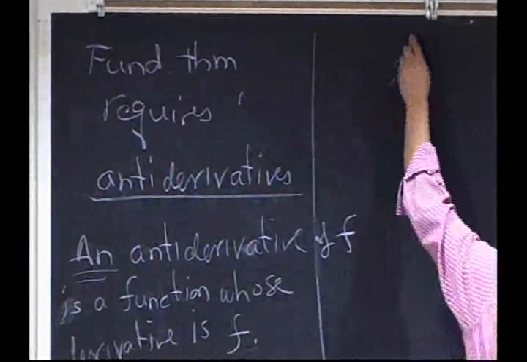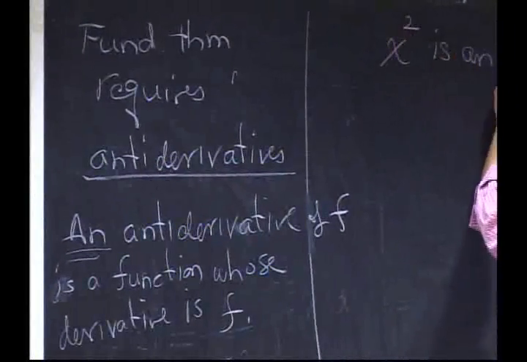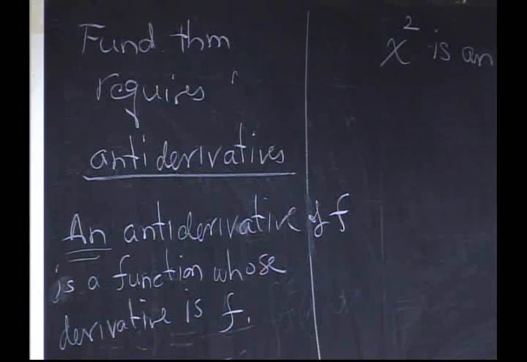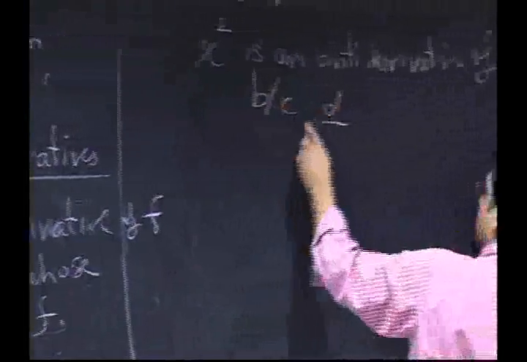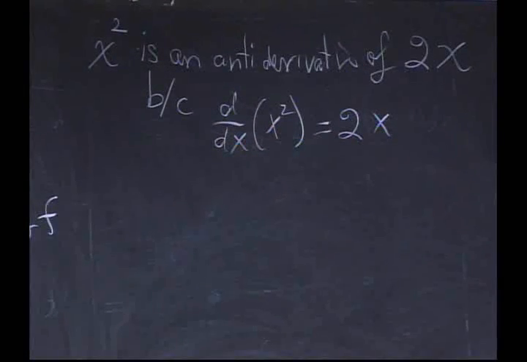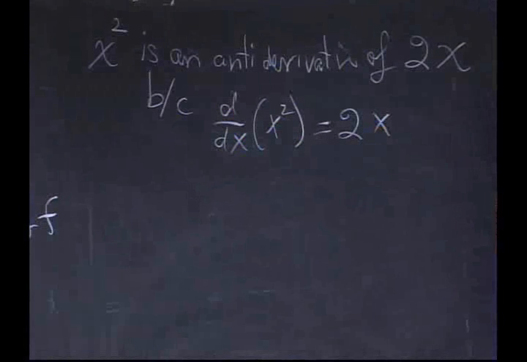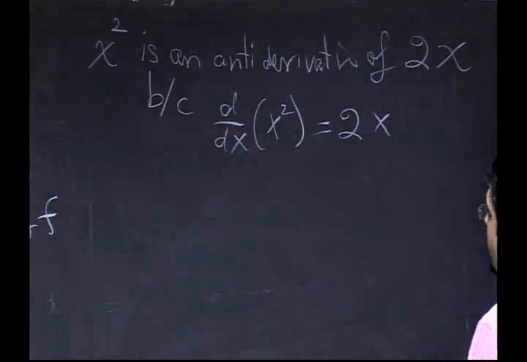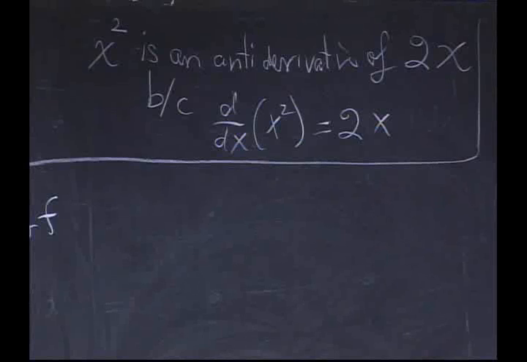So for example, x squared is an antiderivative of 2x because the derivative of x squared is equal to 2x. X squared plus 1 is also an antiderivative of 2x because its derivative is 2x. So we have to write down some quick formulas for antiderivatives.